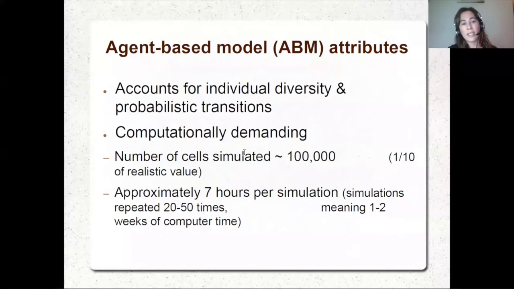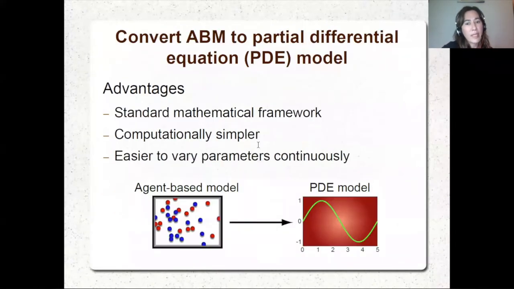The authors actually simulated approximately 100,000 cells, and this is only a tenth of the realistic value. Each of these simulations took approximately 7 hours. Now, they need to be repeated 20 to 50 times, so that means about 1 to 2 weeks of computational time. So really, really computationally costly. So this is a nice motivation. When you're working with really large numbers like this, it might be a nice motivation to consider a PDE system.